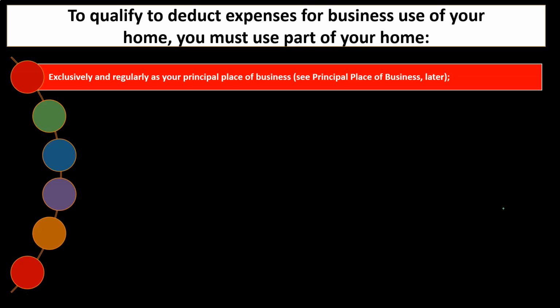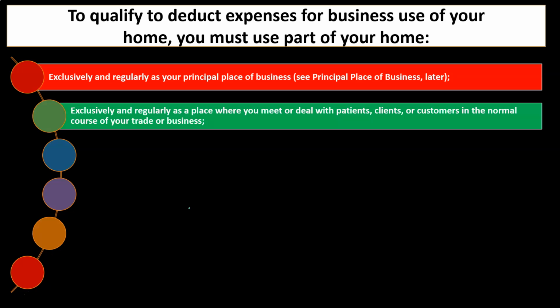To qualify to deduct expenses for business use of your home, you must use part of your home exclusively and regularly as your principal place of business. See principal place of business later, so we'll talk about that in more detail, but that's going to be the key terms. So you want to use some of your home to write off basically as part of an expense, on the Schedule C, to write off against business income. Then typically you're going to need it to be exclusively and regularly as your principal place of business. So those are the key terms: exclusively, regularly, and then this principal place of business. We'll probably be drilling down on some of those terms shortly.